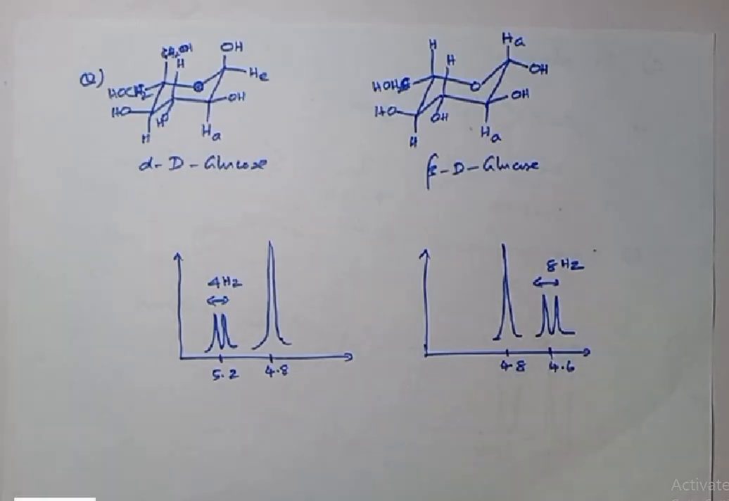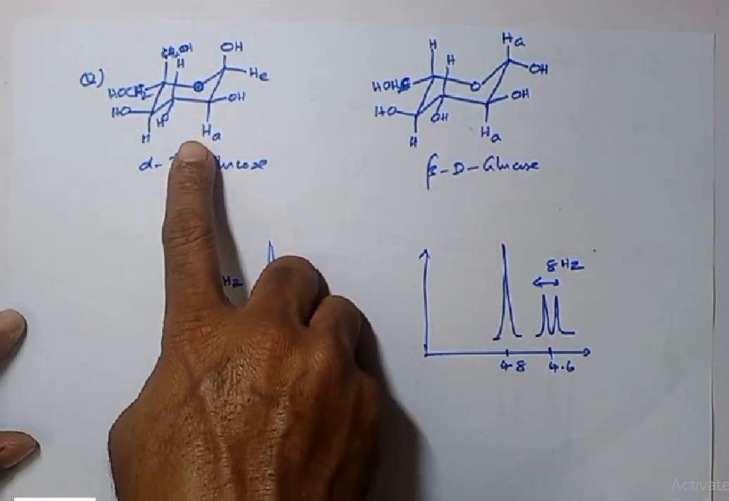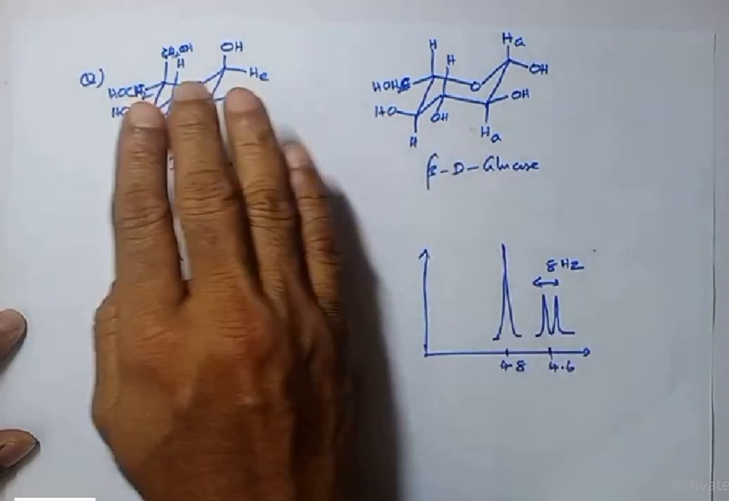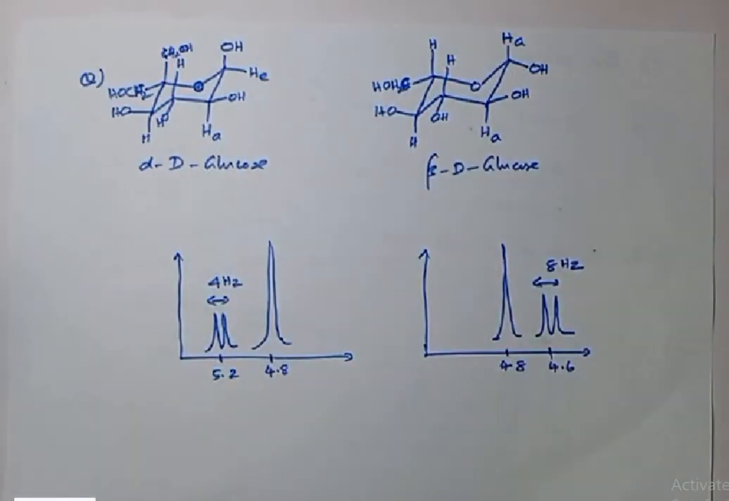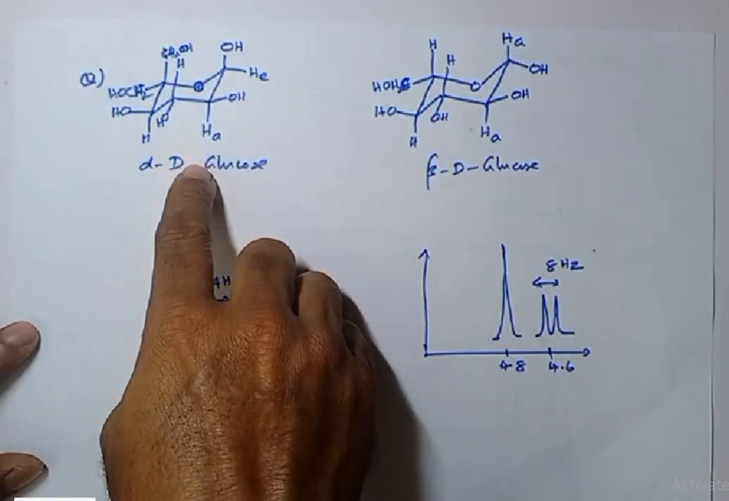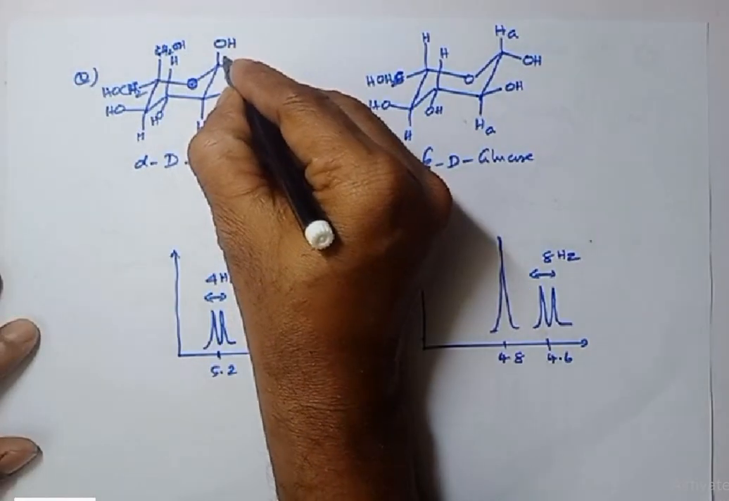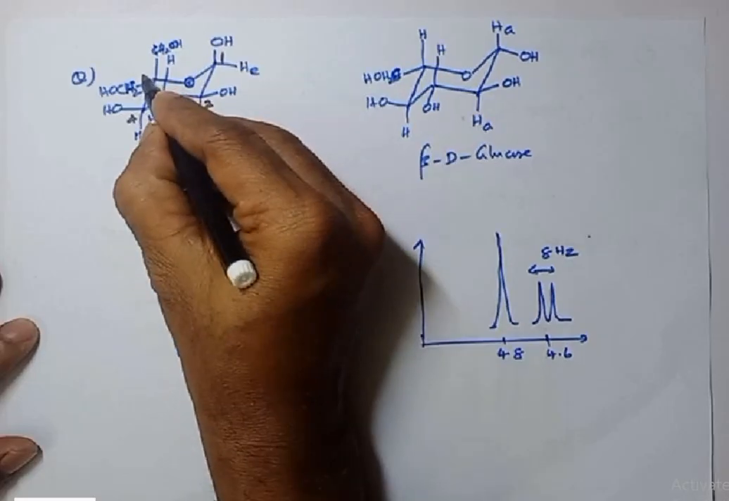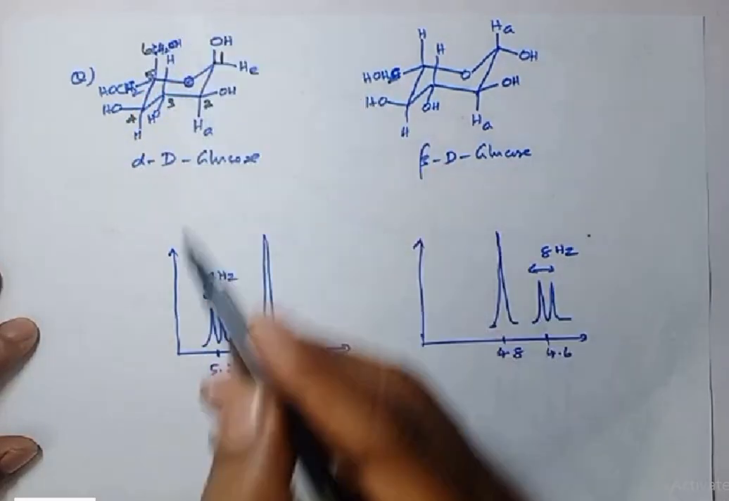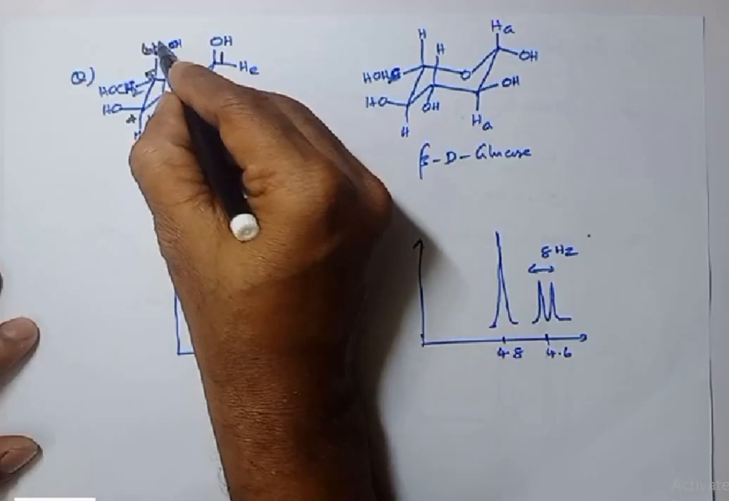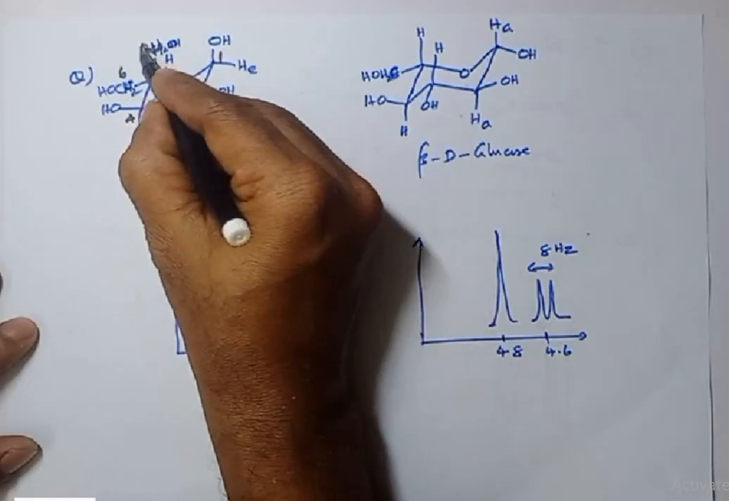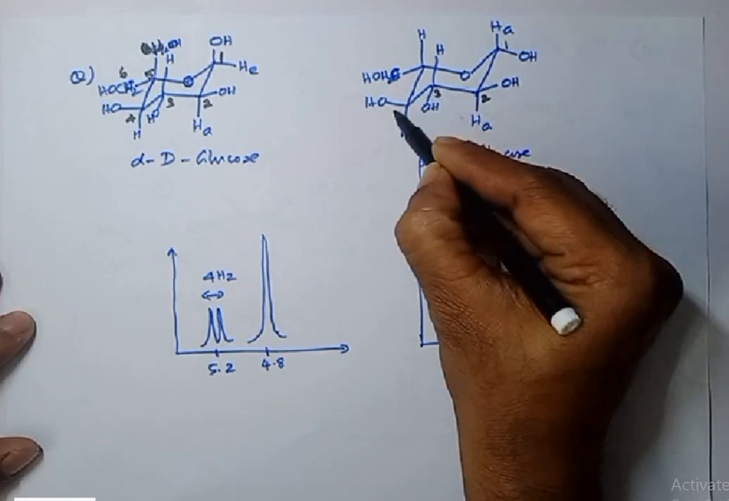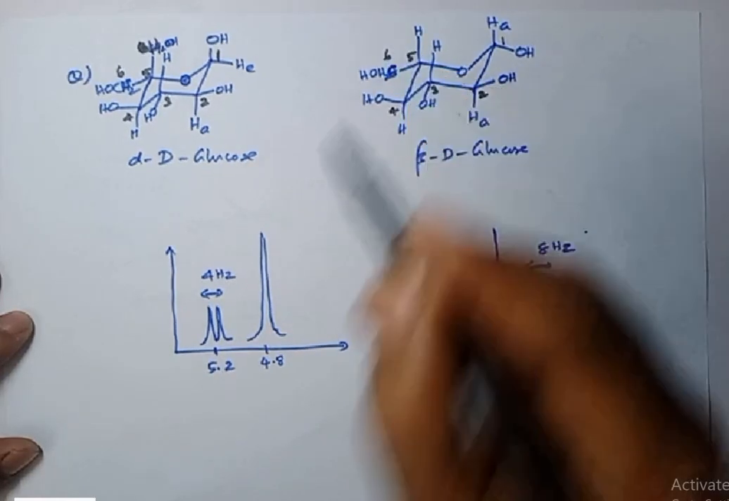Here I have given alpha D glucose and beta D glucose, in the chair conformation. You know very well, in alpha D glucose, this is carbon 1, this is carbon 2, carbon 3, carbon 4, carbon number 5, and this is carbon number 6. This is hydrogen, this is carbon number 6. Similarly here, this is carbon number 1, 2, 3, 4, 5 and 6.